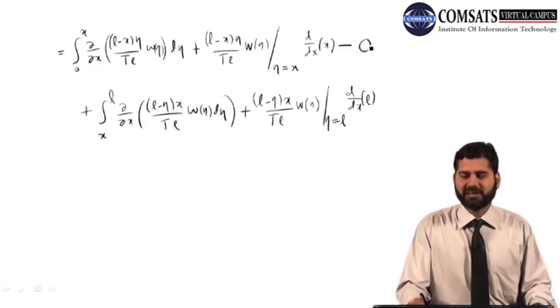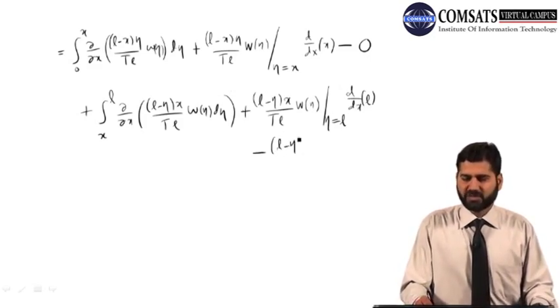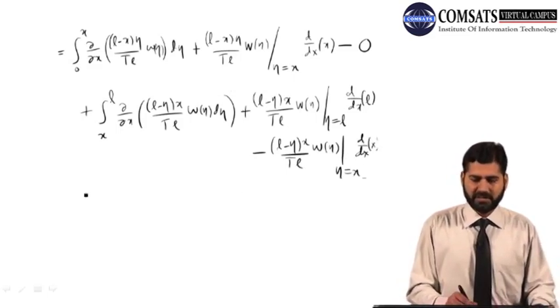This is similar to here. It was a derivative of 0. I could have made it 0, but I have written it down, so let's keep it there. So TL w eta at eta equal to x, and then the derivative of x. All right, this is what you got.